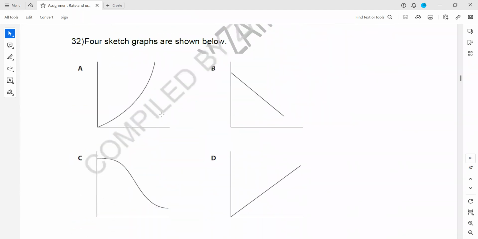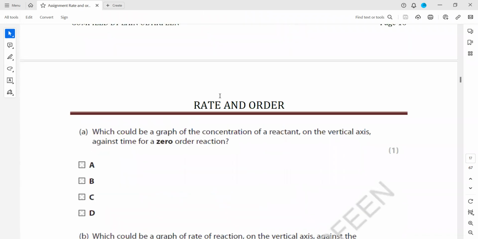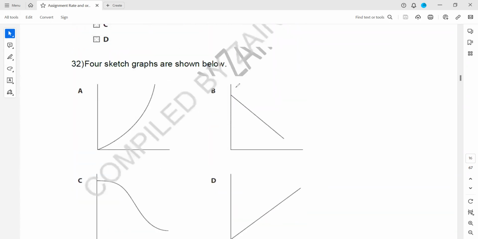In question 32, four sketch graphs are shown below. 4 of them are there. Which could be a graph for concentration and time against 0 order? So concentration and time. For a 0 order, it must be like this. So B will be the right answer for concentration time graph.